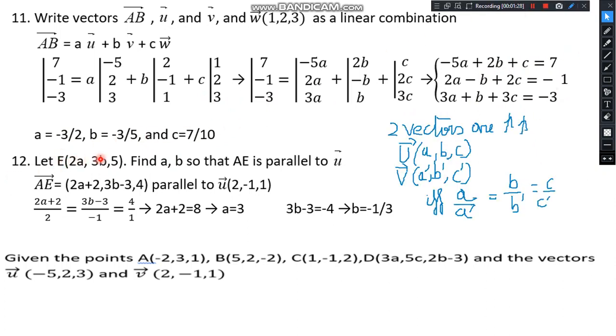Let E be (2a, 3b, 5), find a and b so that AE is parallel to vector u. Two vectors u and v are parallel if a over a prime equals b over b prime equals c over c prime. So the components of AE, so E minus A, are 2a plus 2, 3b minus 3, 5 minus 1, which is 4, parallel to vector u. It means (2a plus 2) over 2 equals (3b minus 3) over minus 1 equals 4 over 1. If you solve it, you're going to get a and b.